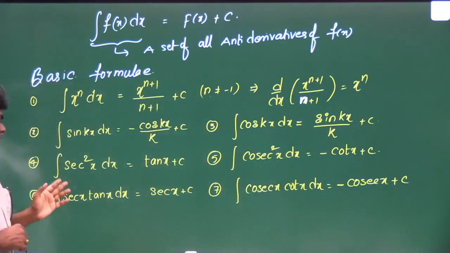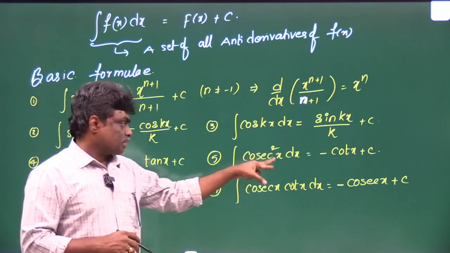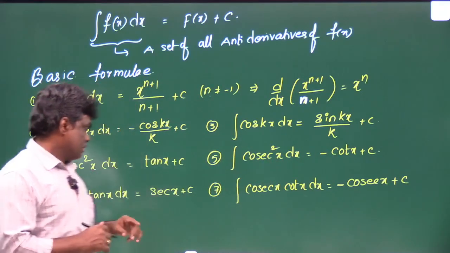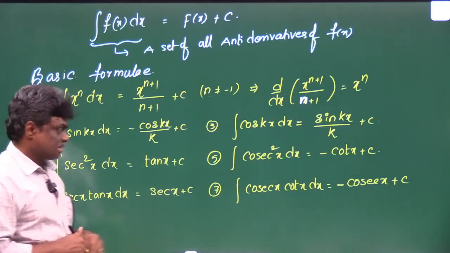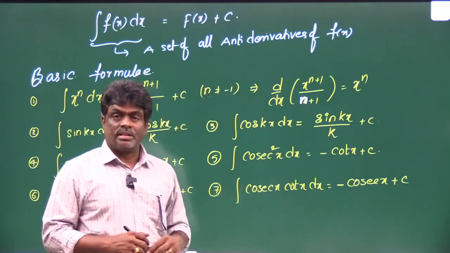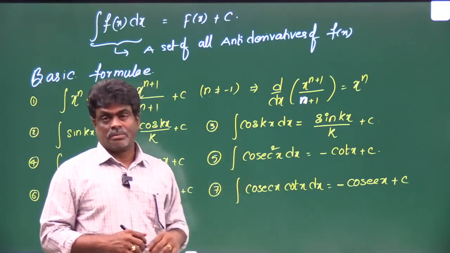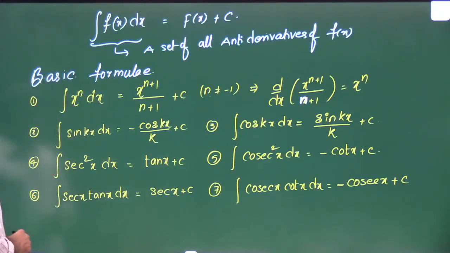And next, integral secant square x dx is tan x plus c, integral cosecant square x dx is minus cot x, and integral secant x tan x is secant x plus c, some constant. Integral cosecant x into cot x dx is minus cosecant x plus c. So please practice these basic problems, basic formulae.